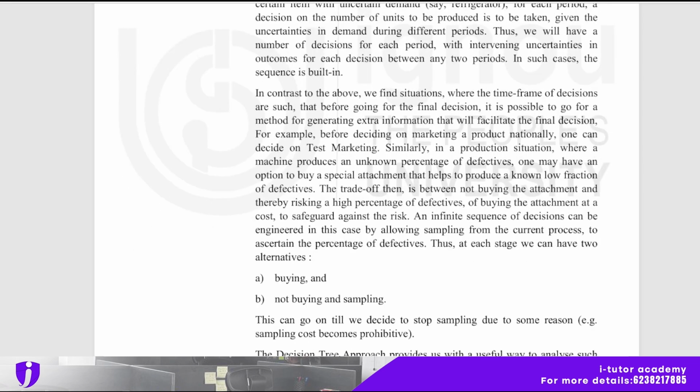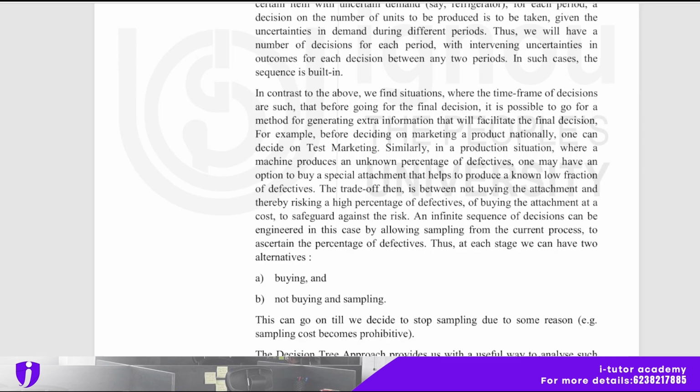In contrast to the above, we find situations where the time frame of decisions is such that before going for the final decision, it is possible to go for a method for generating extra information that will facilitate the final decision. For example, before deciding on marketing a product nationally, one can decide on test marketing. Similarly, in a production situation where a machine produces an unknown percentage of defectives, one may have an option to buy a special attachment that helps to produce a lower fraction of defectives.